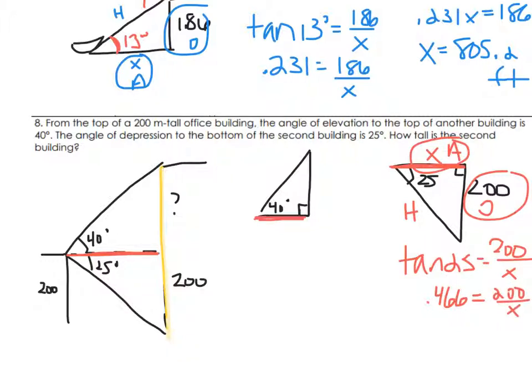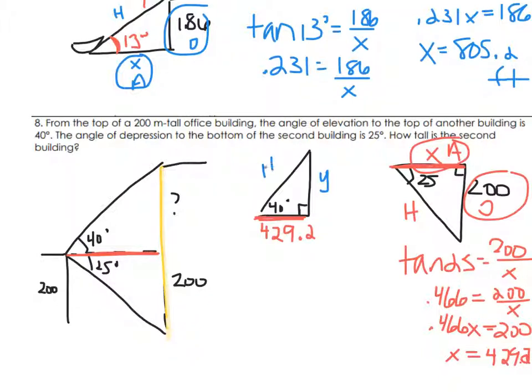Multiply by the bottom, so 0.466x equals 200. Divide by 0.466 on both sides, and I get that x equals 429.2. Almost, there we go. Ha, I did it. So 429.2. And now that I have that, I'm going to call it y since I already used x. I'm going to find that height, y.